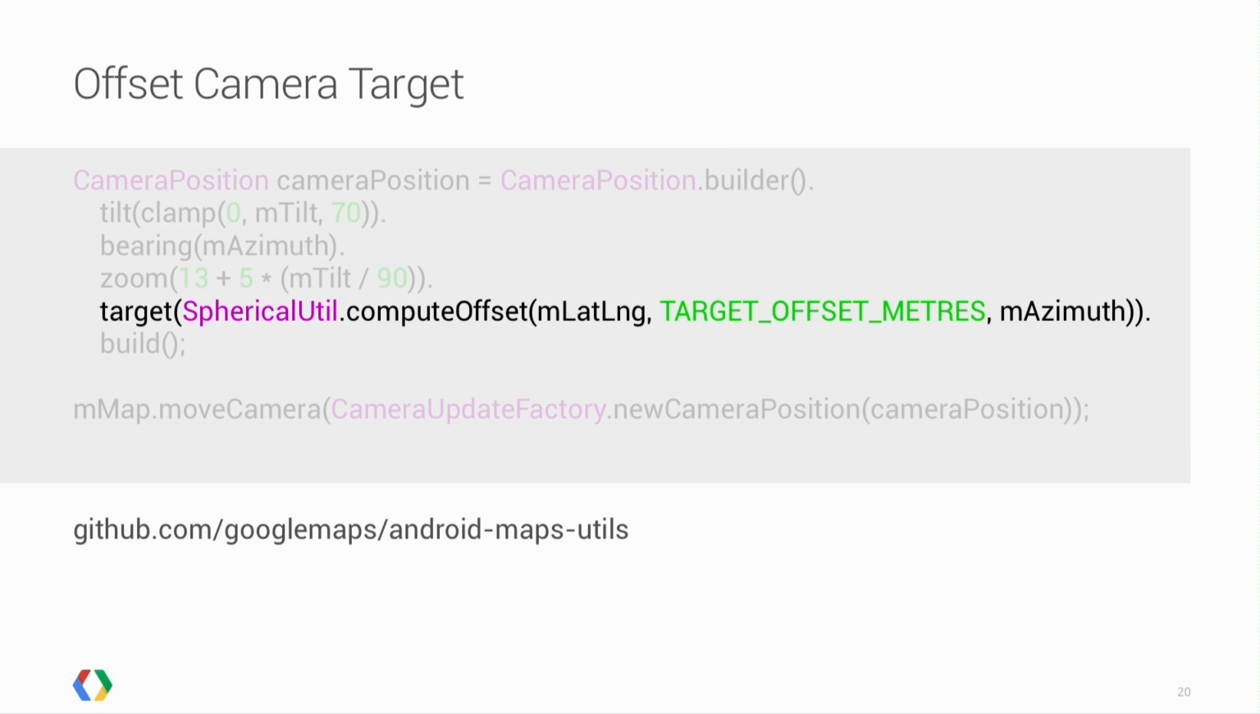So this SphericalUtil is available at github.com/googlemaps. And it's in the Android Maps Utils library. And there's a whole bunch of really great functions in there. If you're familiar with our JavaScript API, it's all of those functions. Things like computing the length of the path or the area of a polygon.